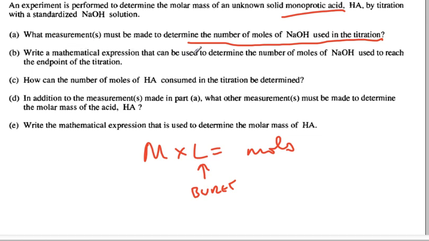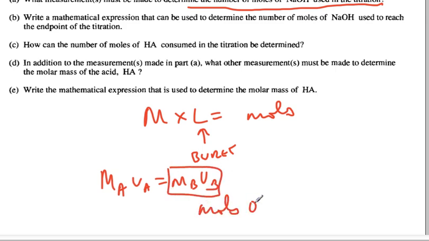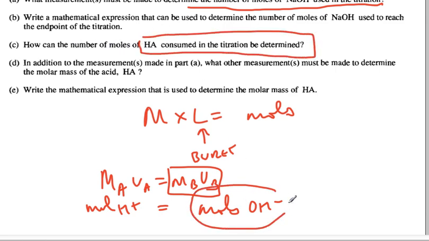Write a mathematical expression that can be used to determine the number of moles of NaOH used to reach the endpoint in a titration. So basically you would just have M times L. You could use MAVA equals MBVB. Remember, at equivalence, moles of OH is equal to moles of H plus. The next question they ask is how can the number of moles of HA be determined? Once you know moles of OH, it's going to be the same as H plus.